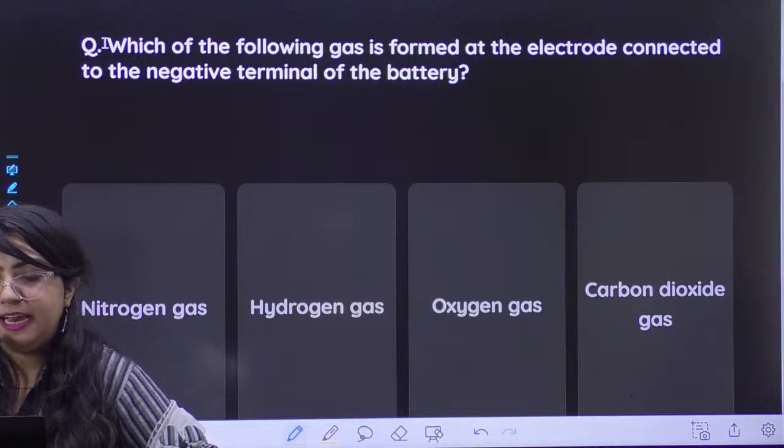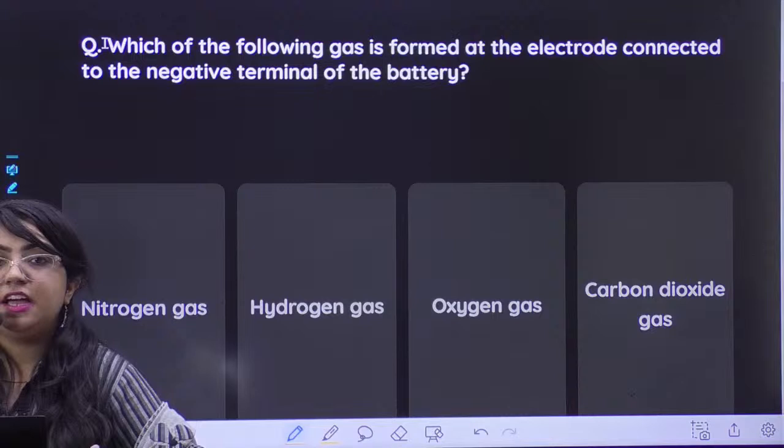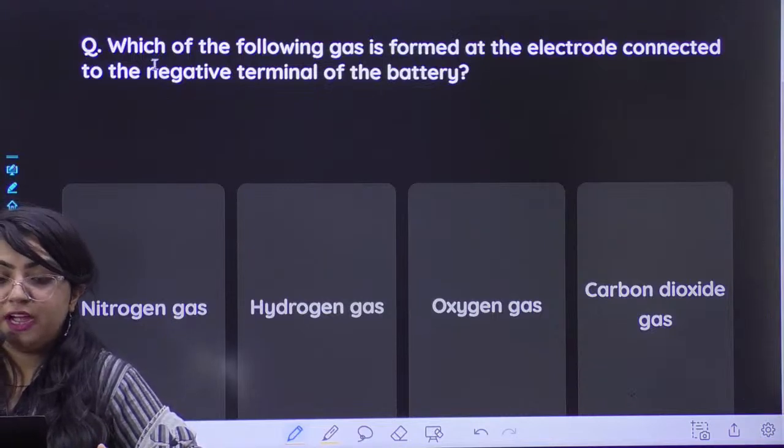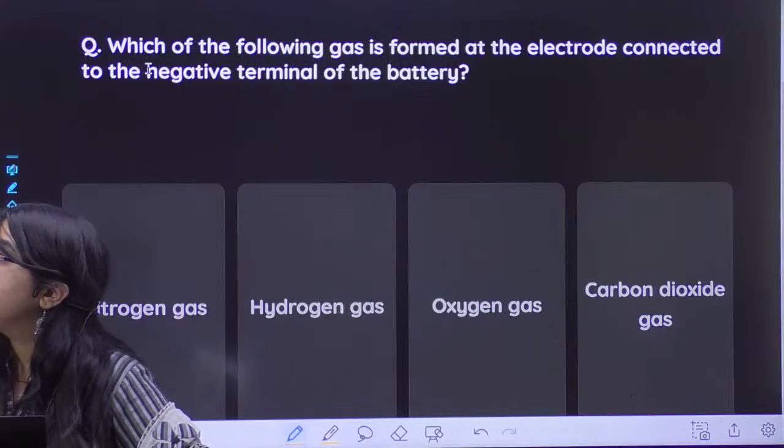So this is an electrolysis question, in which gases are evolved at various terminals. So we need to find out the gas which is evolved at the negative terminal of the battery.